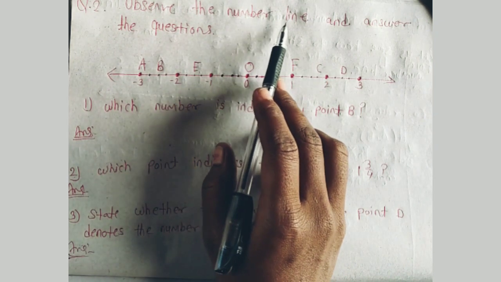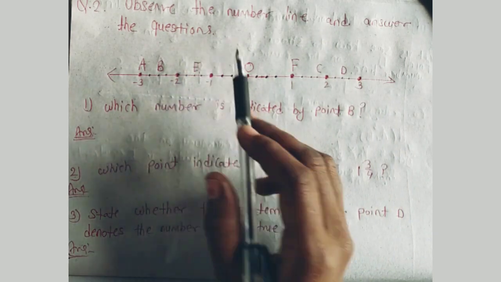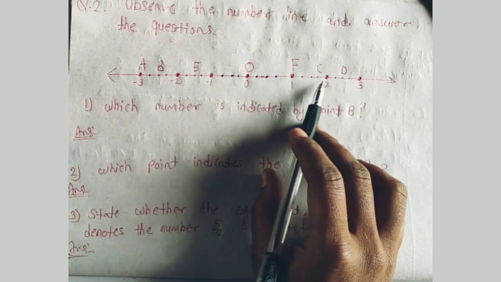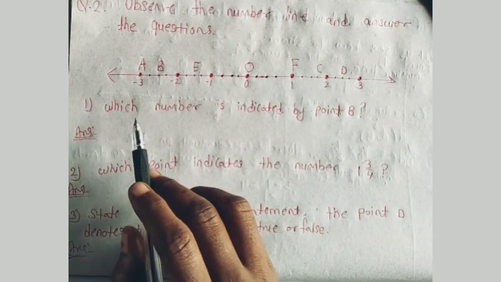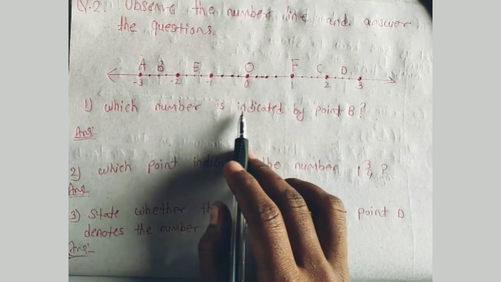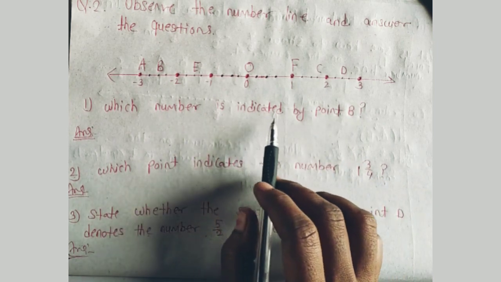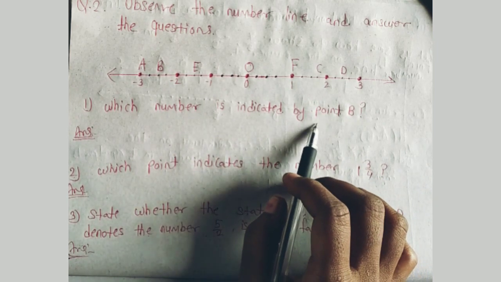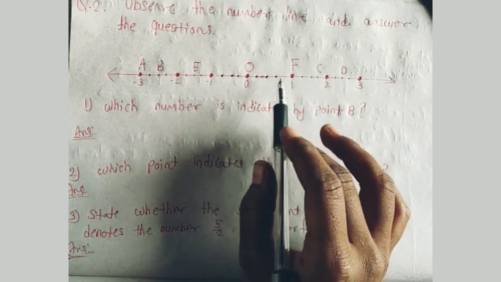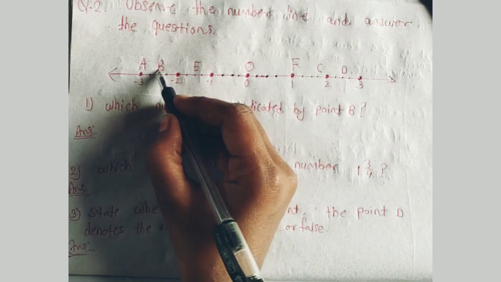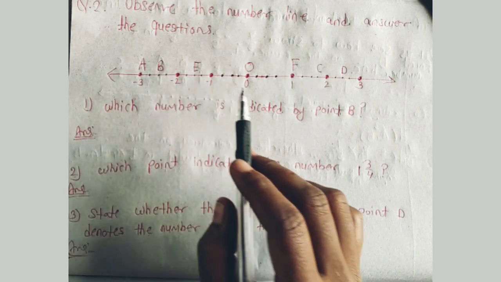Observe the number line and answer the questions. The number line is given in the question, and the first question is: Which number is indicated by point B? We can see point B in this given figure. Point B is here.